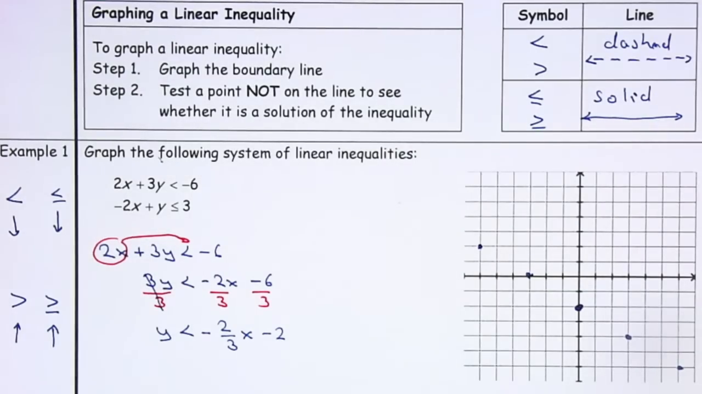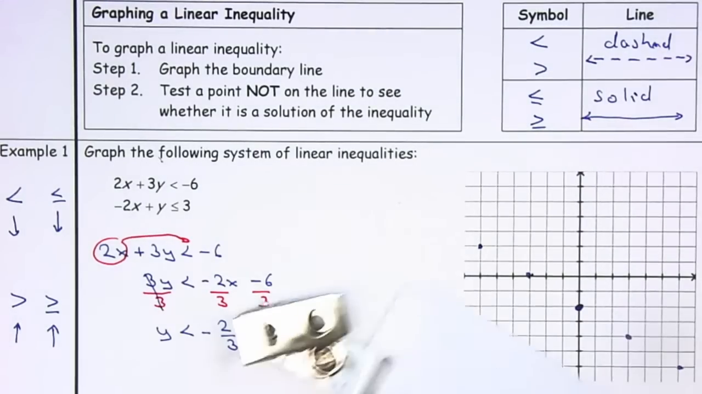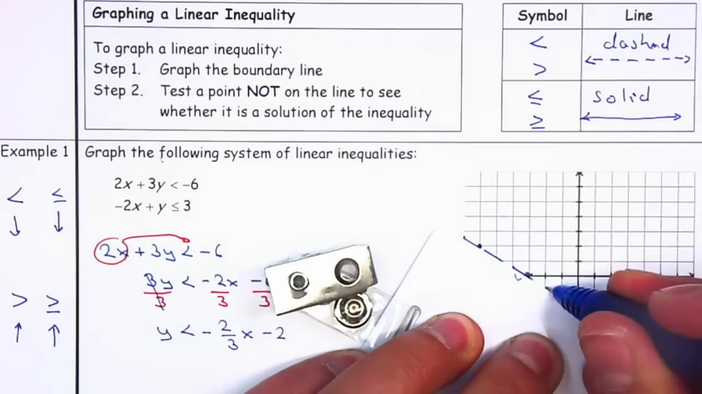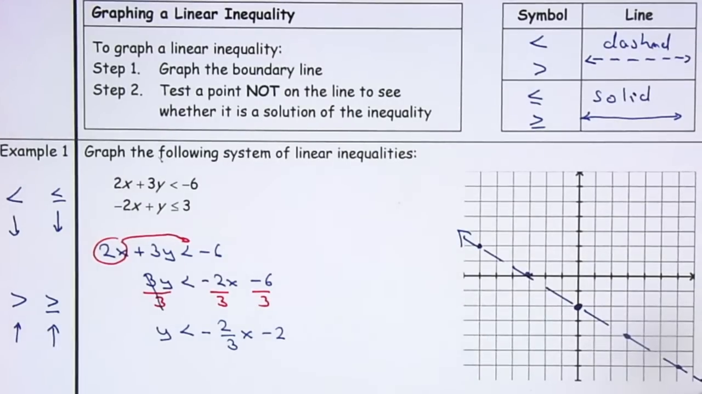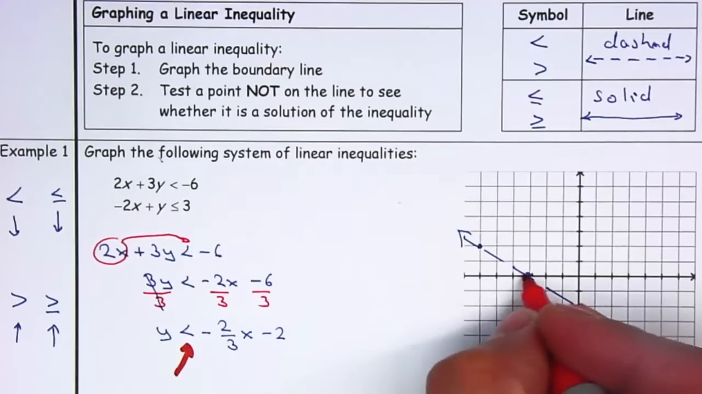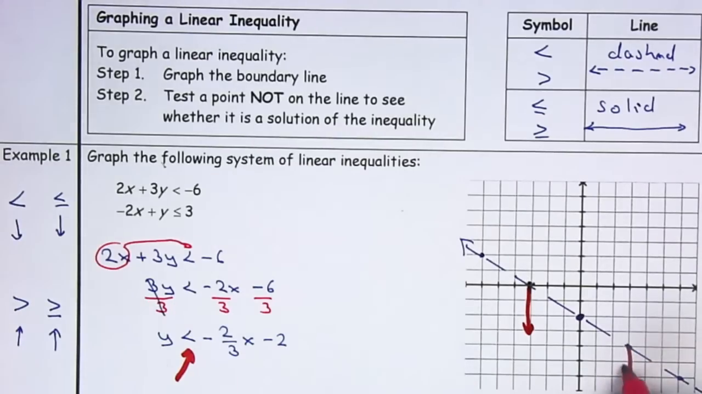Using my ruler, I'm going to draw a line. Remember, if it's less than, it's going to be a dashed line. So just make a dashed line. Then from here, I need to decide whether I must shade the top or the bottom. If I look at the inequality, it says less than, so that means I'm going to be shading the bottom. I'm not going to test any points, just draw down arrows on each side.